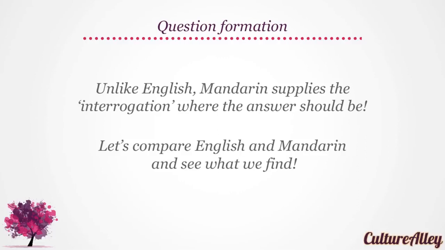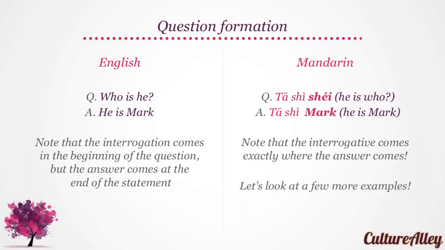Let's compare English and Mandarin to see what we find. Here is how we ask about someone in English. Who is he? He is Mark. Note that in English, the interrogative comes in the beginning of the question, but the answer comes at the end of the statement. If the same were to be asked in Mandarin, here's how the conversation would go. 他是谁? He is who? 他是 Mark. He is Mark. Thus in Mandarin, the interrogative comes exactly where the answer comes.